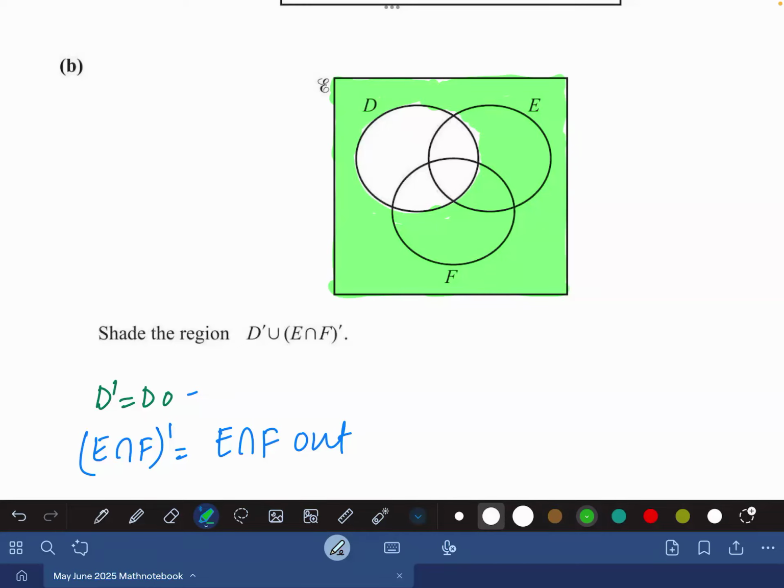Any problem? No sir. Okay, E intersection F out. So E intersection F out, and it is unite. You have to unite with that. So E intersection F is which area? E intersection F is this, this, this, this, this area.